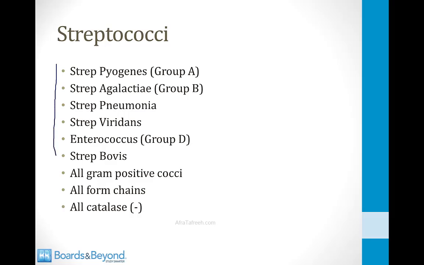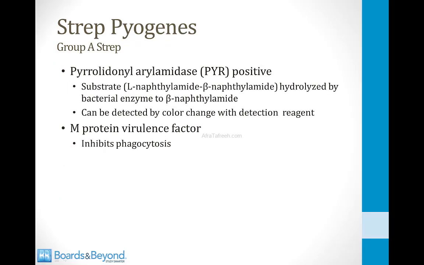So I've listed the names of all the strep infections on this slide here, and as I said in the last slide, they're all gram-positive cocci, they all form chains, and they are all catalase negative. So the first strep bacteria we'll talk about is strep pyogenes, which is also called group A strep based on the Lancefield classification system, and it has a couple of special features that you need to know about.